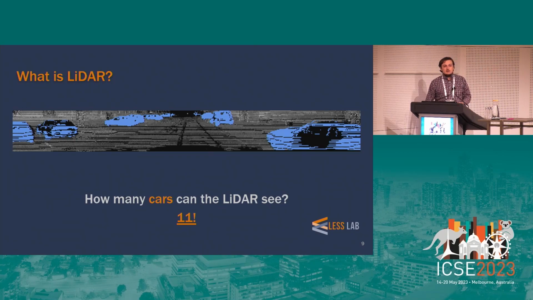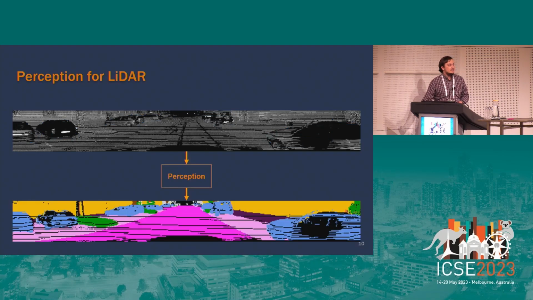But the problem that we're trying to solve is even more complicated than that. I don't just want to find the cars, I actually want to find everything in the whole scene. So if I were to ask you each individual point, what does this mean? How could we solve that problem?